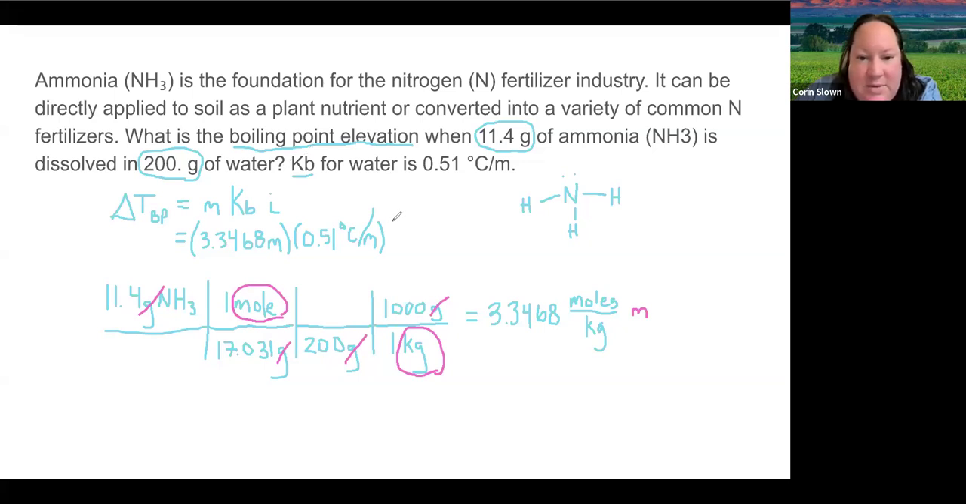And then the last one is the Van't Hoff factor of 1. So all we're left with, so molal cancels. In this case, our molal is canceling, and we're left with degrees Celsius. So that's going to be 1.7068.